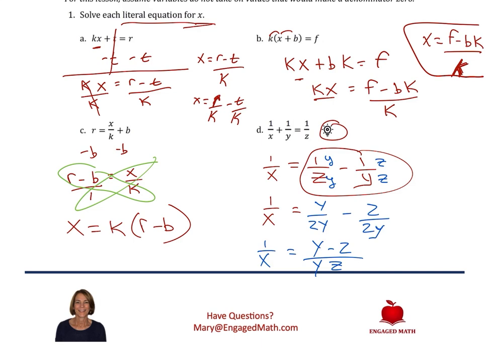That time I put a little dash in there so you know it's not 2y, it's yz. And what we know is that if 1 over x is equal to y minus z over yz, we can say that x over 1, or the reciprocal, x is equal to the reciprocal of that fraction. And we're done.